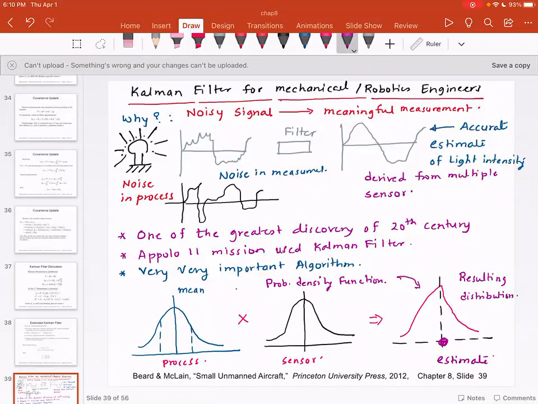This is the crux of Kalman filter. Everyone understood? This is what the Kalman filter is doing. Now, the equations are complicated. I will not lie to you.